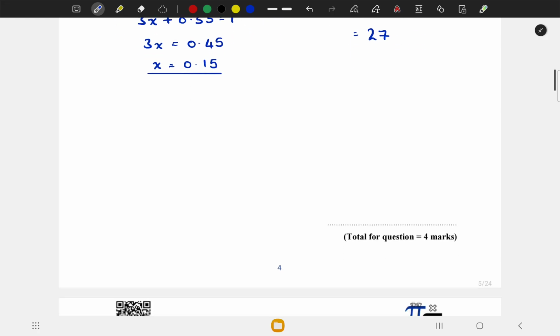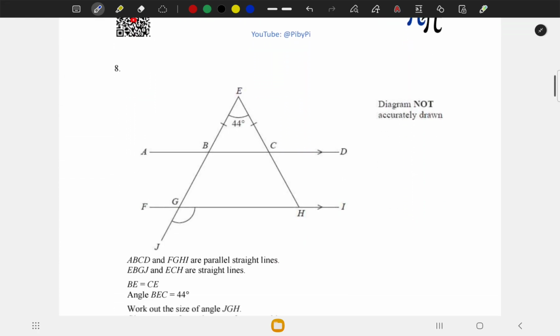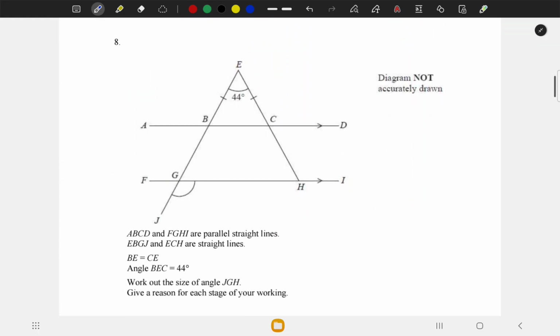Okay, moving on to the next question. ABCD and FGHI are parallel straight lines. EBGJ and ECH are straight lines. BE equals CE. Angle BEC equals 44, which is all marked on the information. Work out the size of angle GGH, and you're being asked to give a reason for every stage of your working.